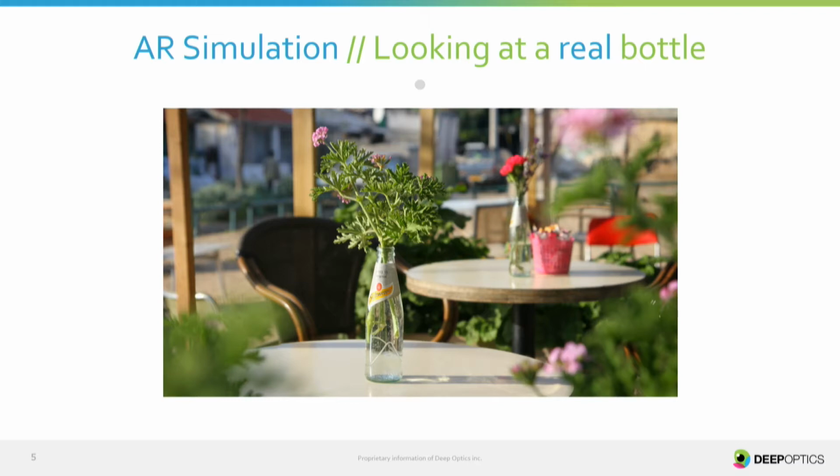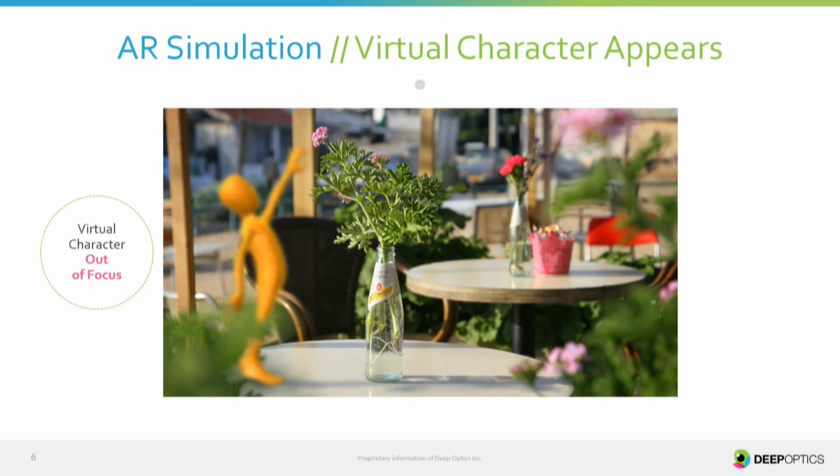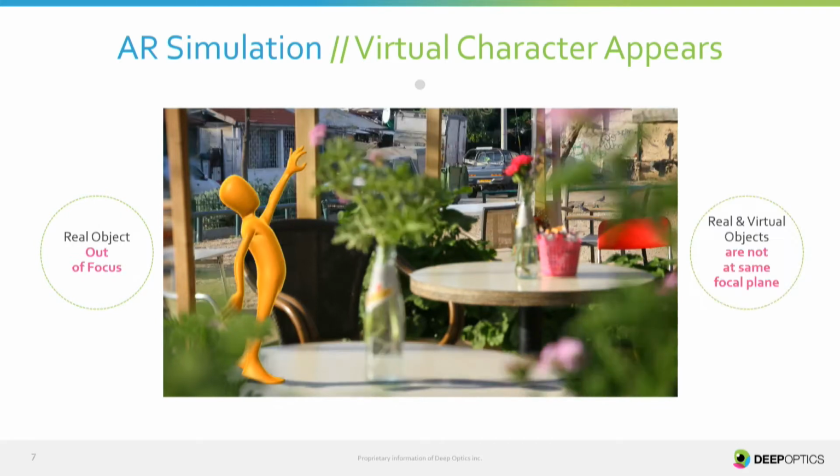So let's assume that we're looking at this scene and we have an AR set on our heads. And now we see this guy appears. This is a virtual character, obviously. And he seems a bit out of focus, right? But the fact is that we expect this character to be in focus when we are focused on the bottle. We could actually focus on this character. And when we do that, the background gets into focus, but the bottle is out of focus.